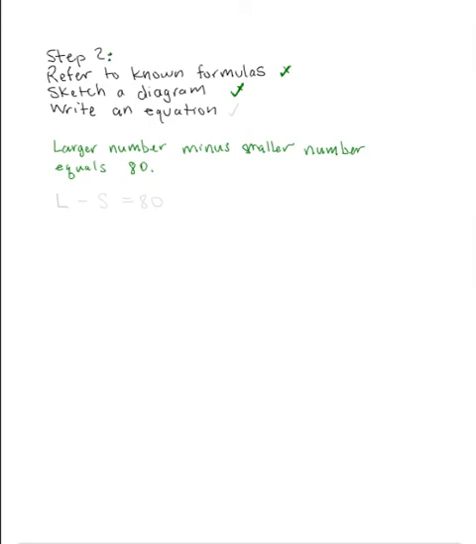Now we just need to translate that into an equation. So the reason why we identified our quantities in step 1 is so that we could write our equation using those quantities.